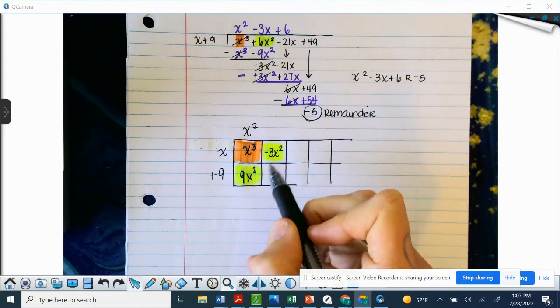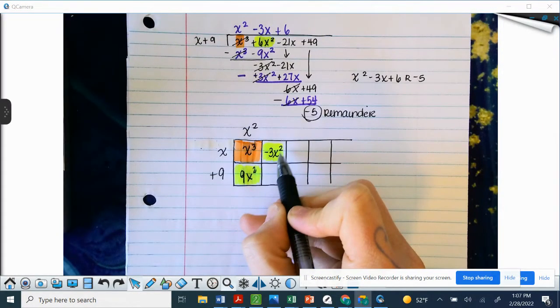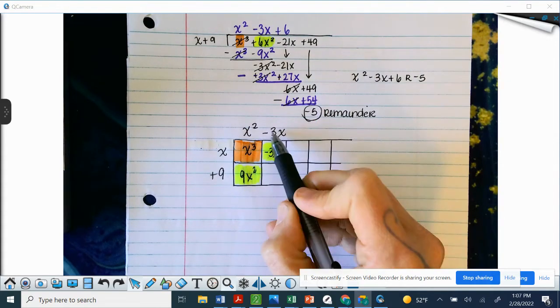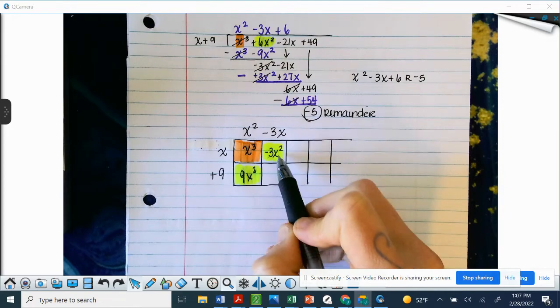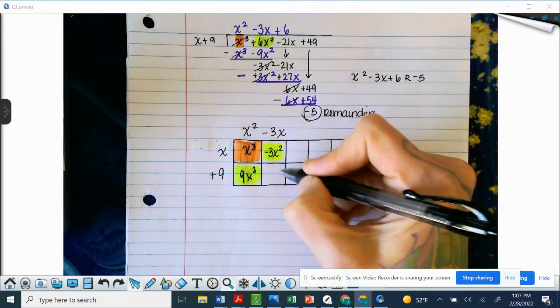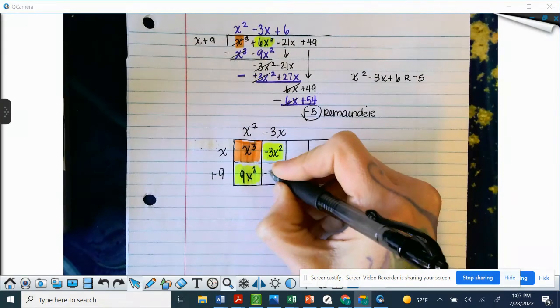What did I multiply x by to get negative 3x squared? So negative 3 and then one more x. Negative 3 times x gives us that negative 3x squared. Again, we got to work down, so now we're going to drop it. 9 times a negative 3 is a negative 27x.